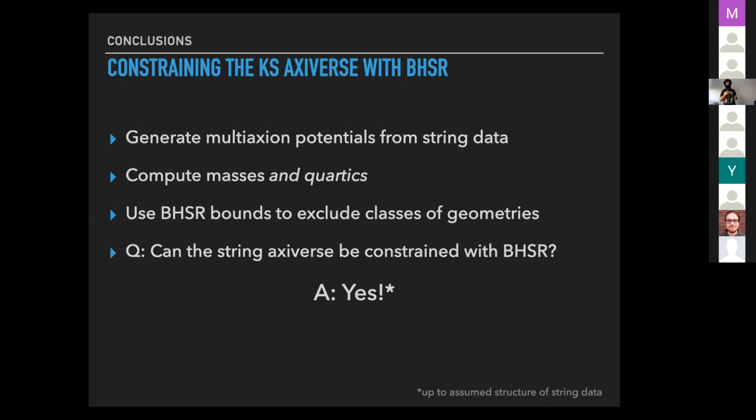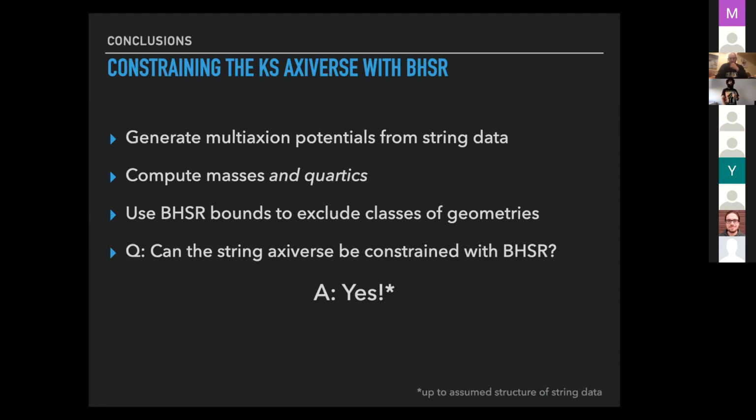Okay, so we've come full circle. I showed you how we use the string data to generate the various multi-axion systems and then compute the mass spectra for a subset of these geometries, namely up to H11 equals 50. We then applied our black hole superradiance constraints in order to generate this exclusion plot for string geometries.